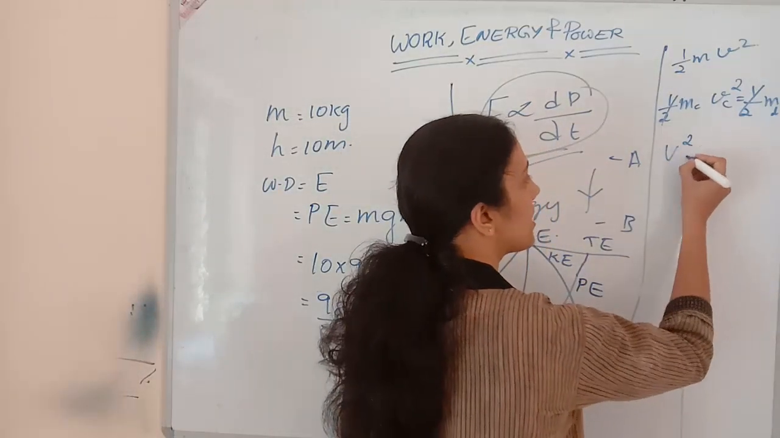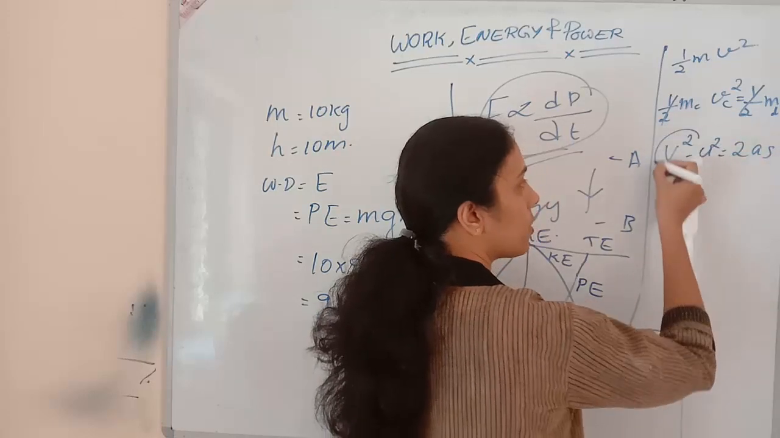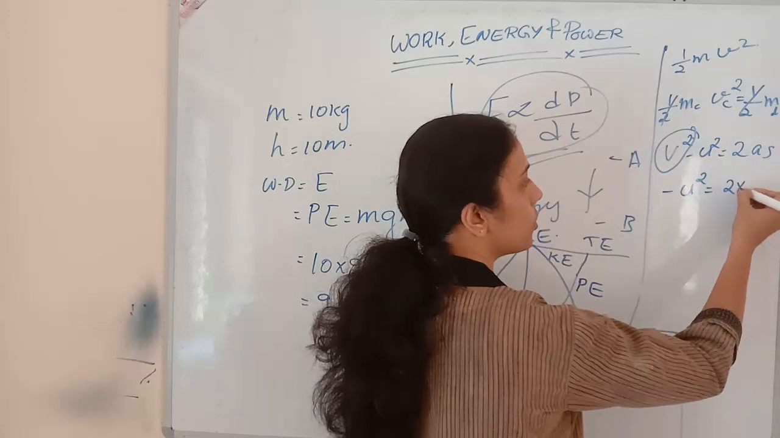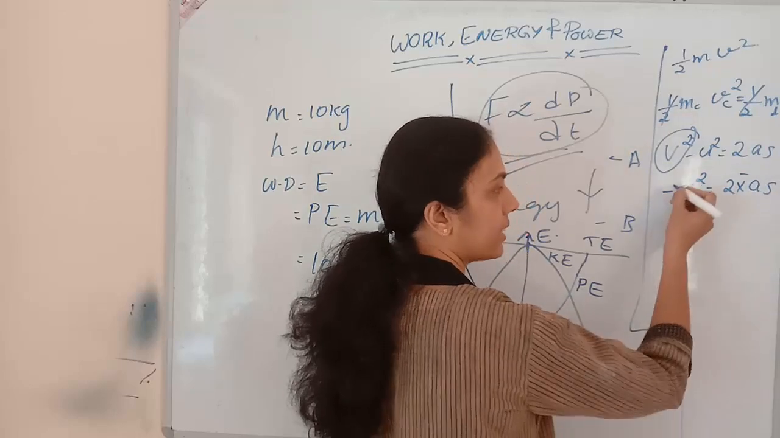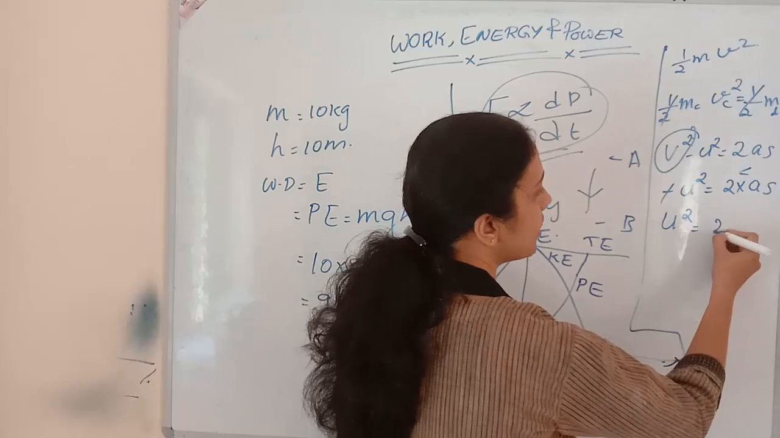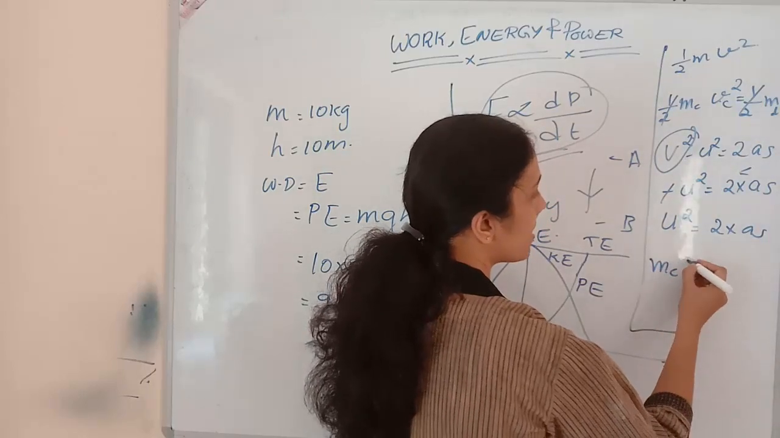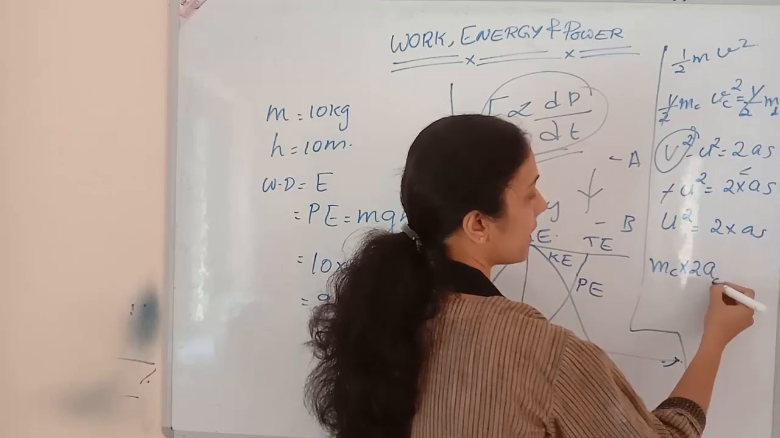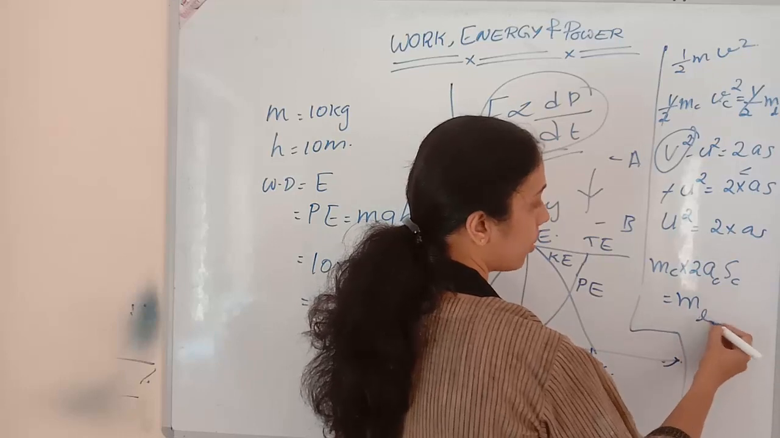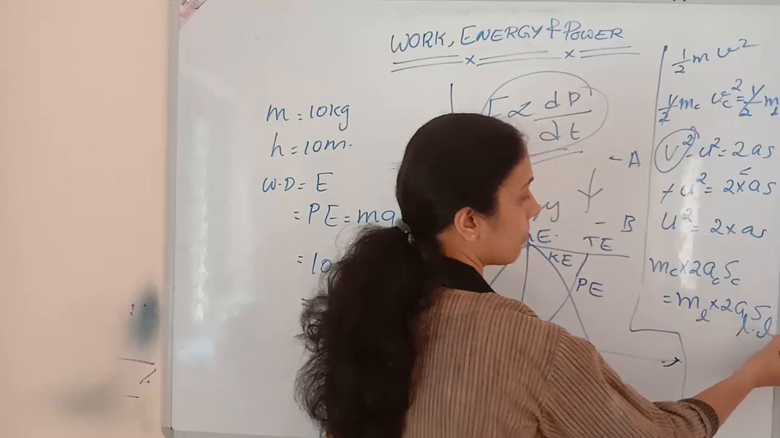We can find out v square minus u square equals 2as. It is coming to rest position, right? So it is 0 minus u square equals 2 into minus a into s, because this acceleration is retardation. So u square you will get as 2as. Here you can substitute for u square. So mc into 2 into acceleration of car into distance travelled by the car equals mass of lorry into 2 into acceleration of the lorry into distance travelled by the lorry.